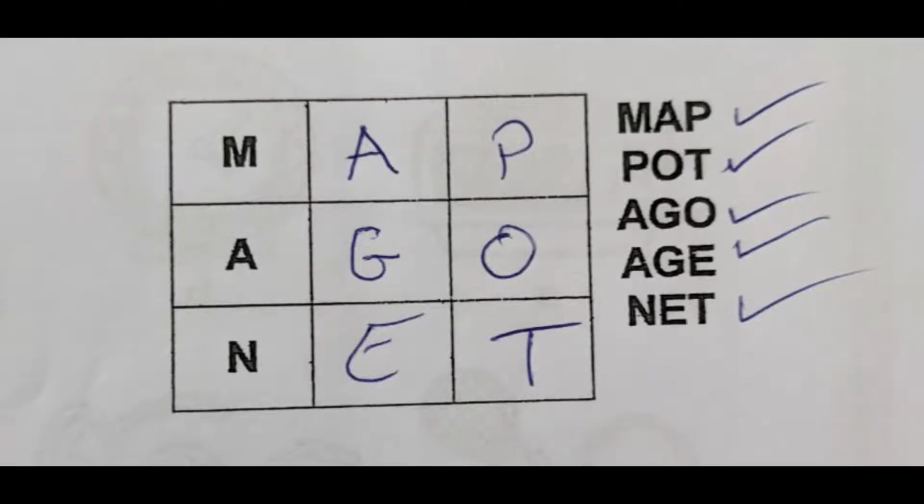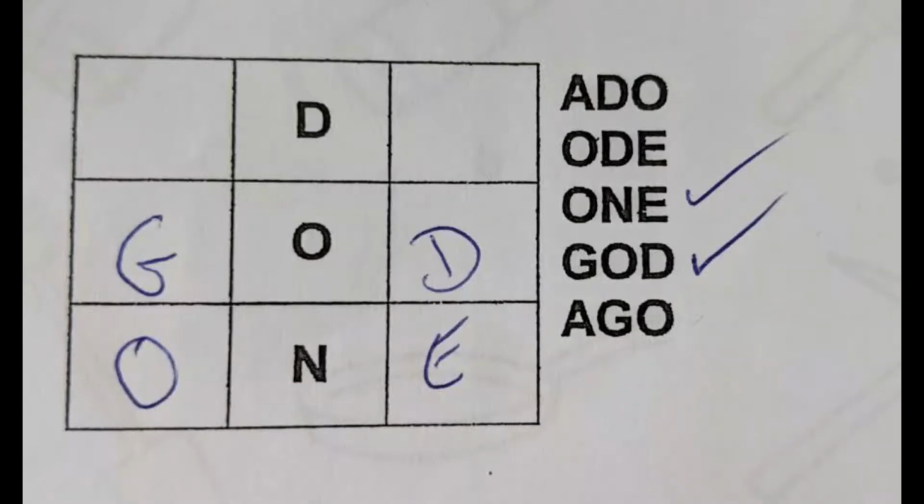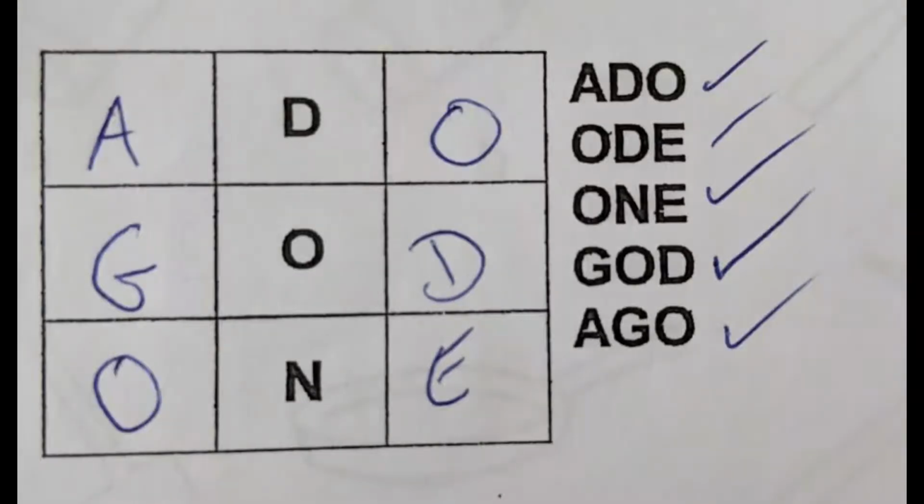And finally we just need to put the letter E in to complete our crossword, which will make the words age and net. Right, there's two words that are logical to start with on this crossword. I've chosen to start with god, or you could have started with one. Now you have those in place, you can put ago in, going down, and then finally you can put the O in to make ode, as well as do, and you've completed the crossword.